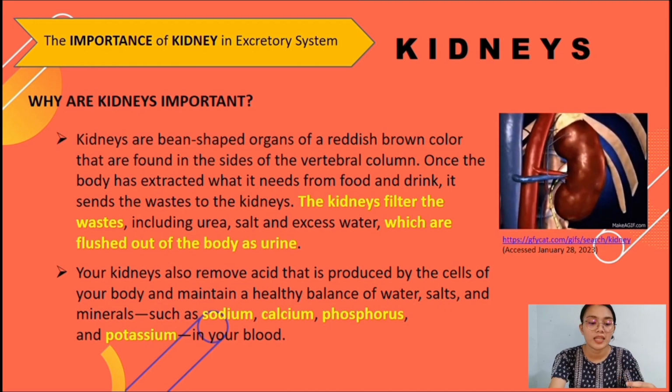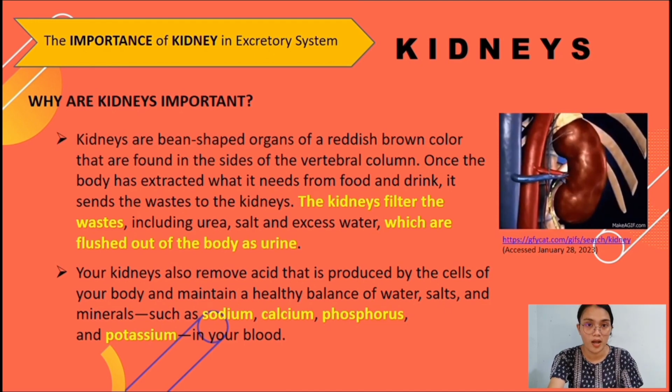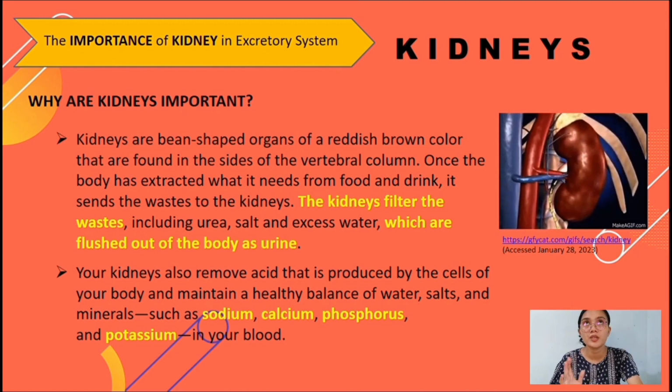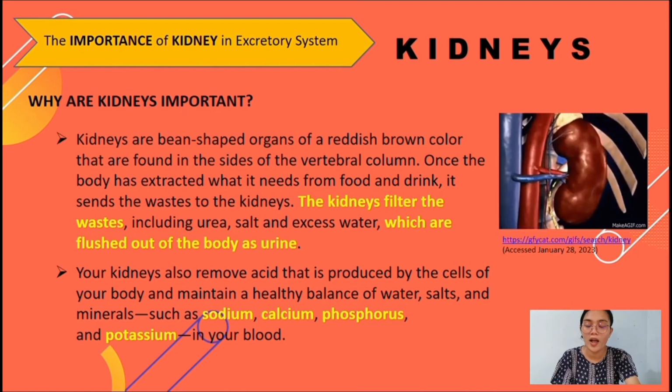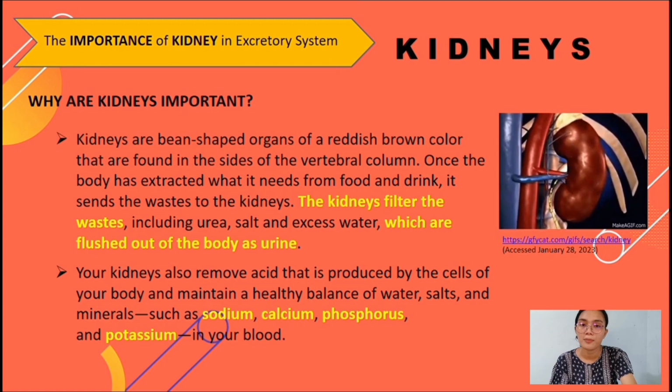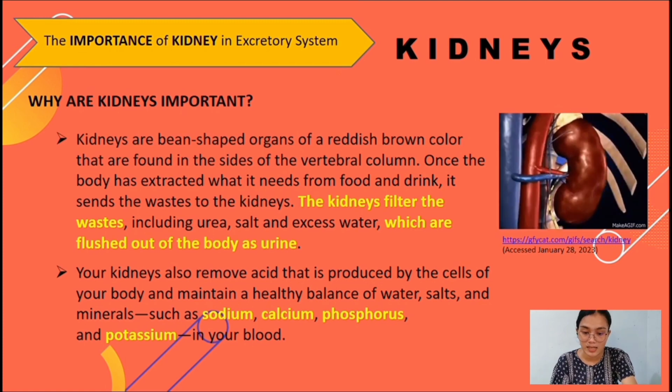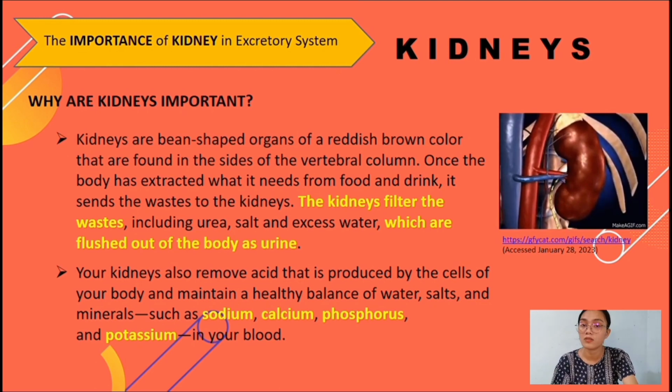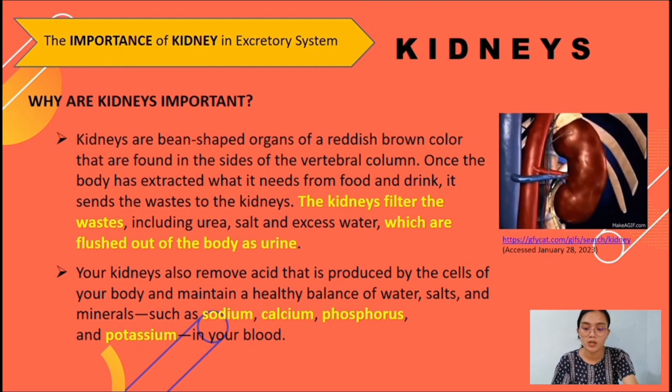So, that is how important the work of the kidney is in our body. Another role of our kidney, why it is very important, is because it regulates ions in our blood. It also regulates blood volume, and also our blood pH, and the production of our hormones.